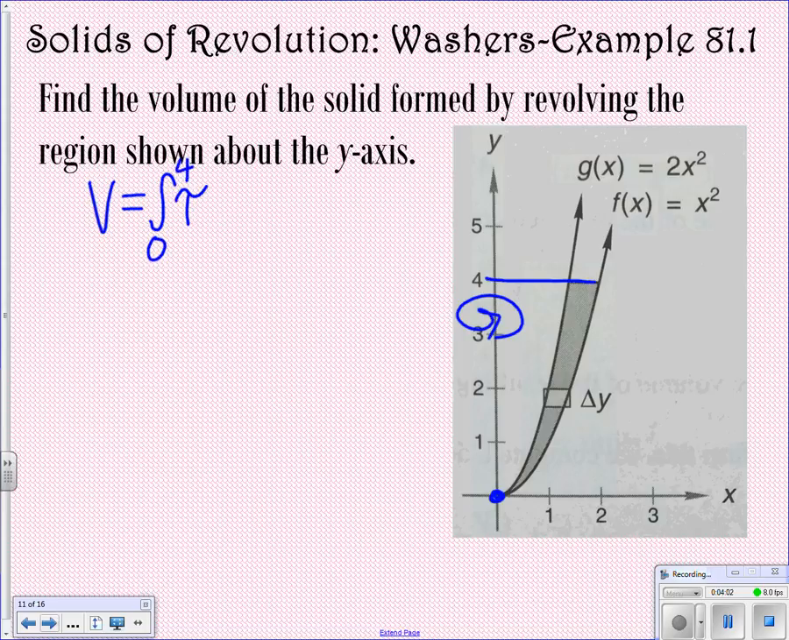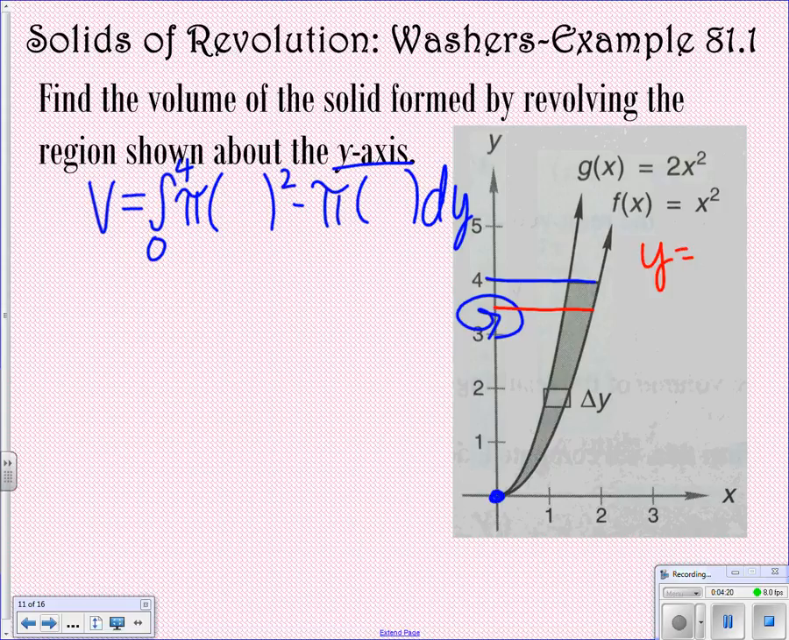And then we're going to have pi something squared minus pi something squared dy because we're going about the y-axis. Now, our function that is our big R is going to be our f of x. So y equals x squared, but we have to solve that for x because we need it in terms of y. So take the square root, and so x equals the square root of y. So I can plug that in here, the square root of y.